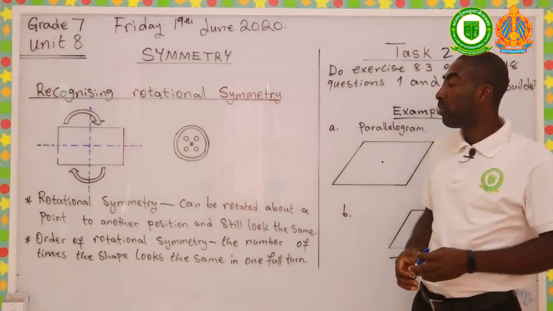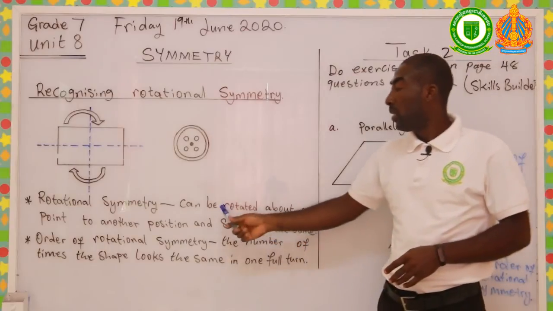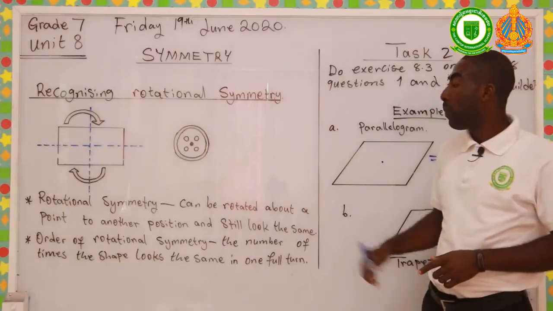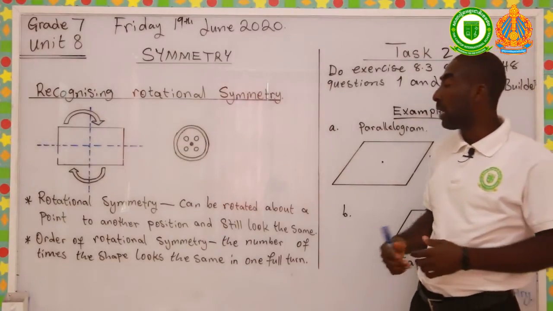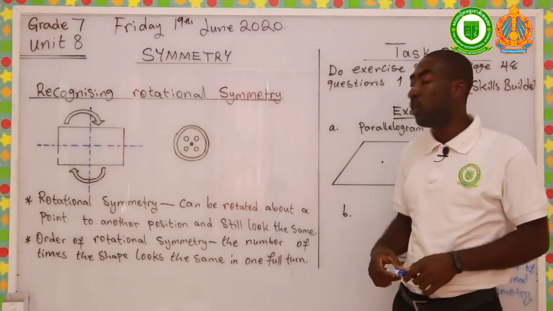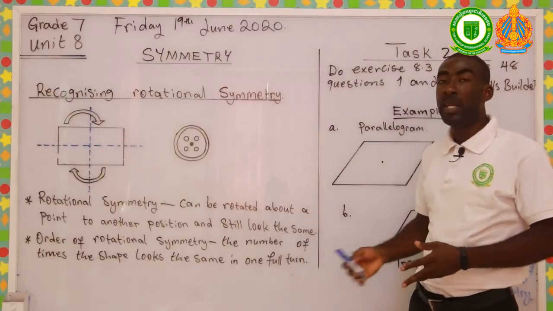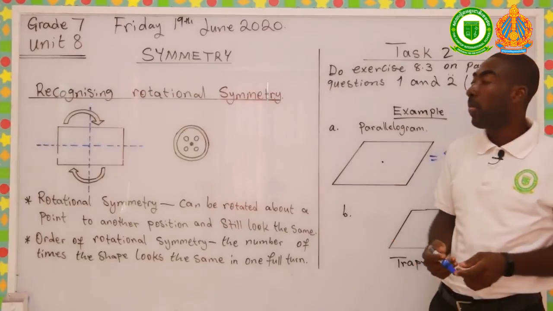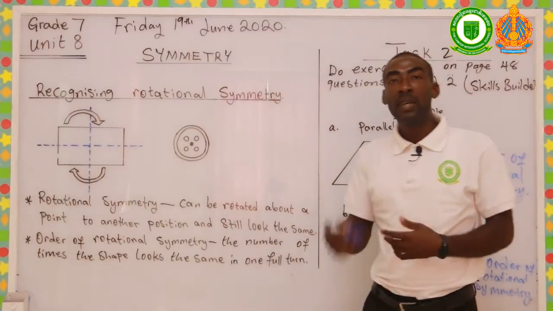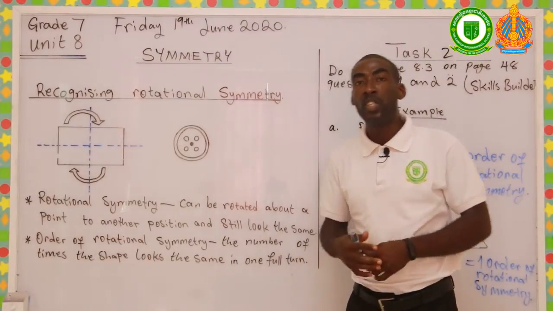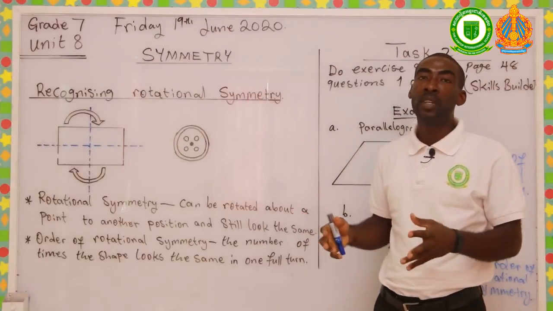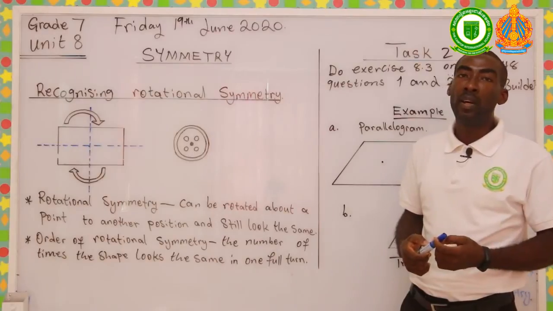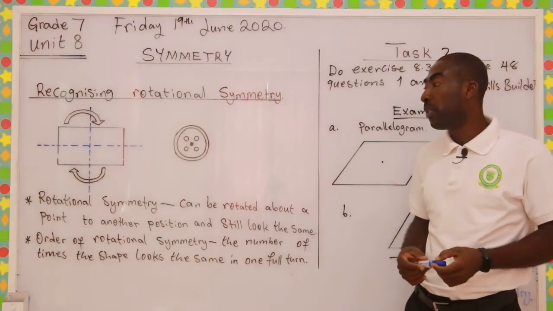In the first video, I explained to you what is a rotational symmetry and that of order of rotational symmetry. So rotational symmetry means an object or a shape that can be rotated about a point to another position and still looks the same. That means you are doing a rotational symmetry. The number of times that you can rotate these shapes and still have the look to be the same is what we call the order of rotational symmetry.